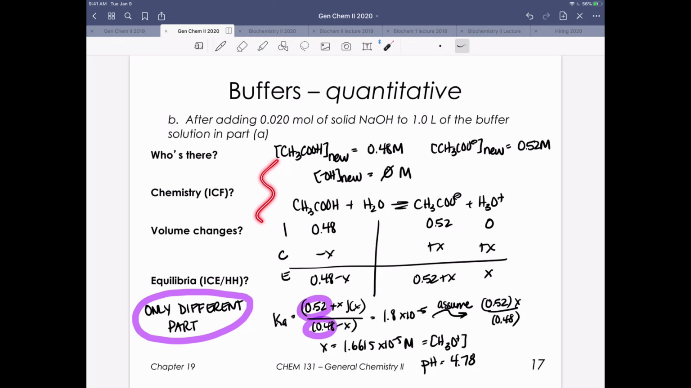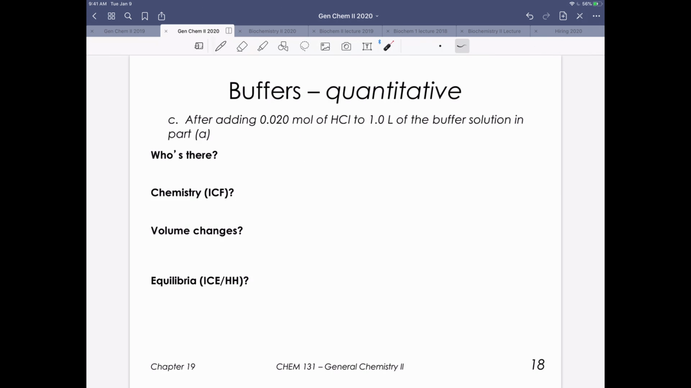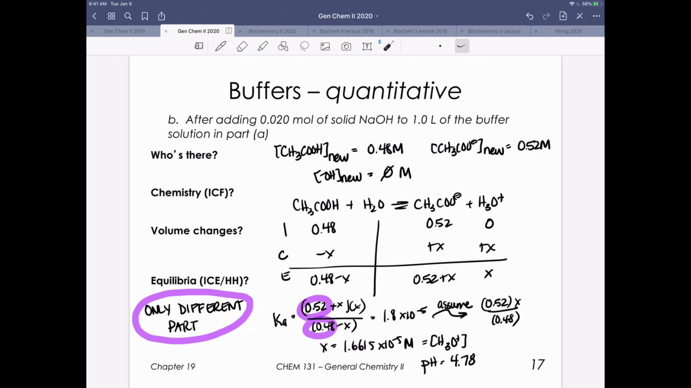So again, you can solve this problem using an ICE table, but you can also solve the problem, and I don't have it shown here, using the Henderson-Hasselbalch equation. You could put in that the concentration of your conjugate base is 0.52, the concentration of your weak acid is 0.48, and you will still get the same answer of 4.78.